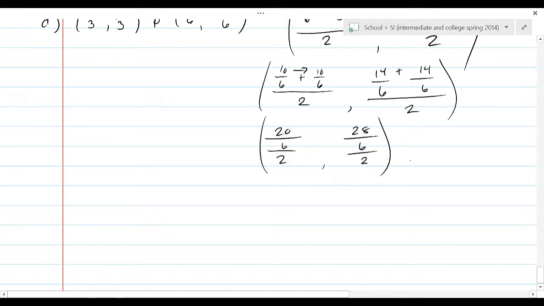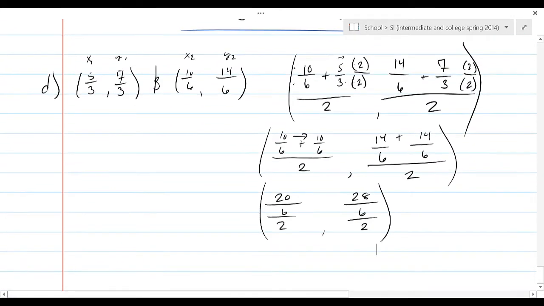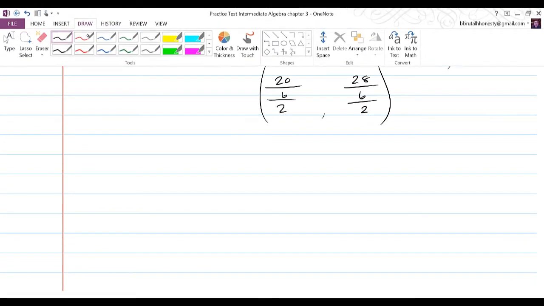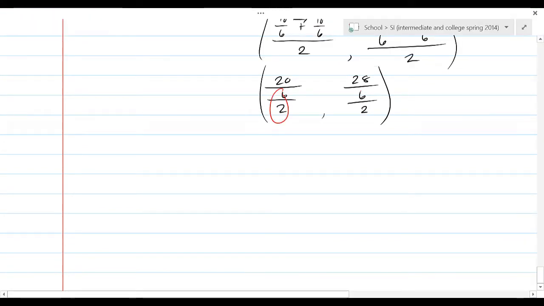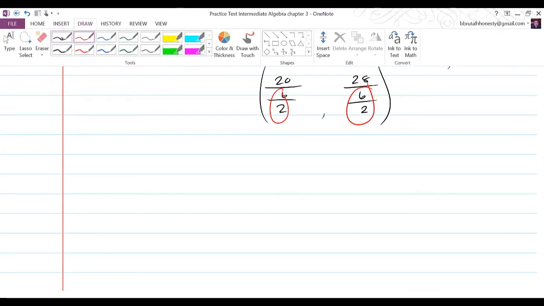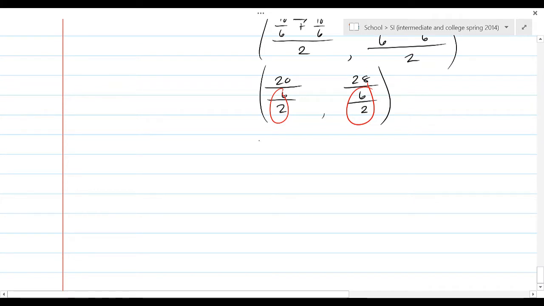Now remember that trick I taught you up there? Last question? Well, we're going to go ahead and use it. Let's multiply 6 and 2 and 6 and 2. What does that give us? Well, that gives us 12. So I've got 20 over 12 and 28 over 12.